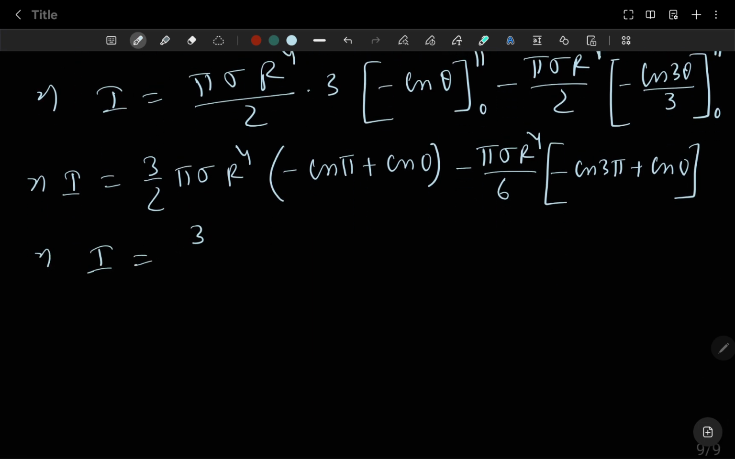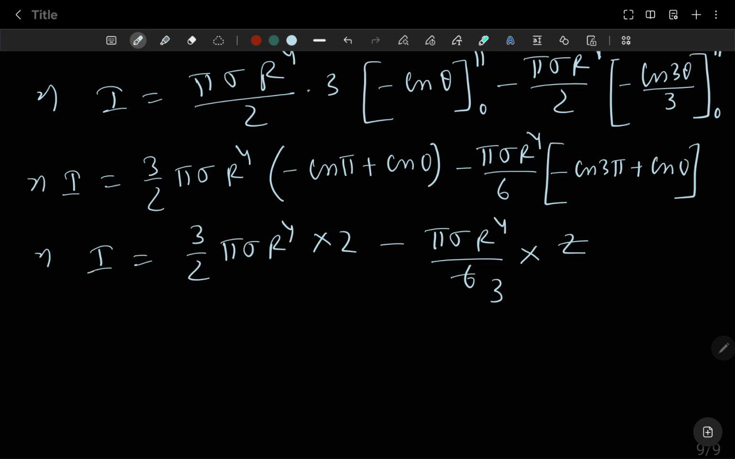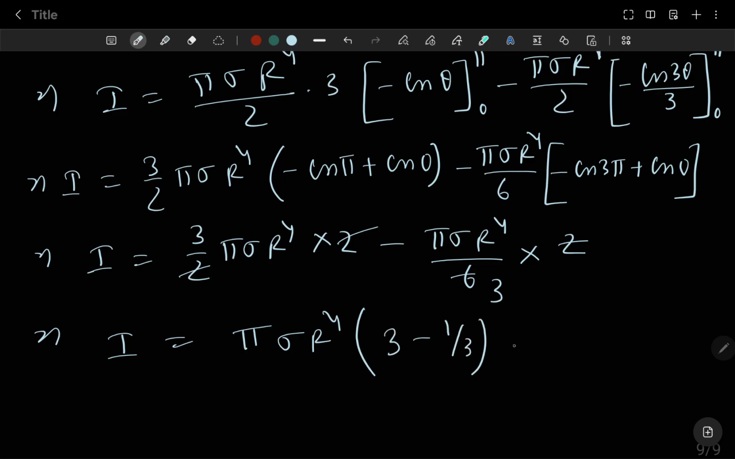So it is 3 by 2 pi sigma r to the power 4. This is minus minus plus 1, it's 2, and here it is pi sigma r to the power 4 by 6. Cos 3 pi is minus 1, minus minus plus 1, plus 1 into 2, so it's 3. So you get, 2 and 2 gone, pi sigma r to the power 4, 3 minus 1 by 3, 8 by 3 pi sigma r to the power 4.